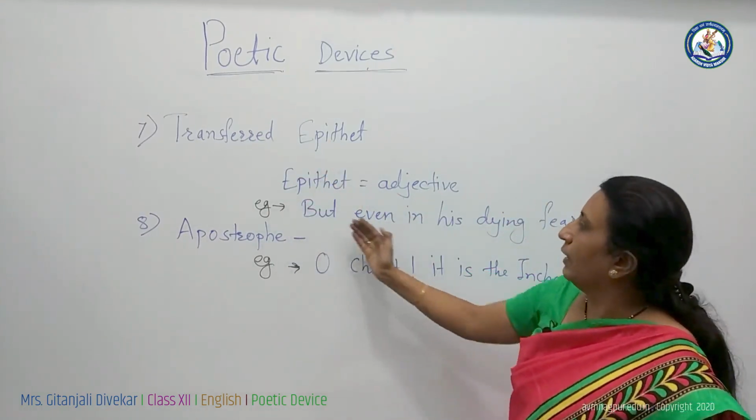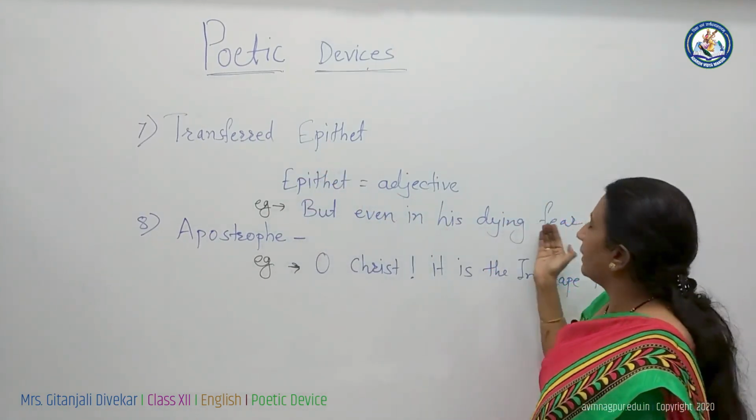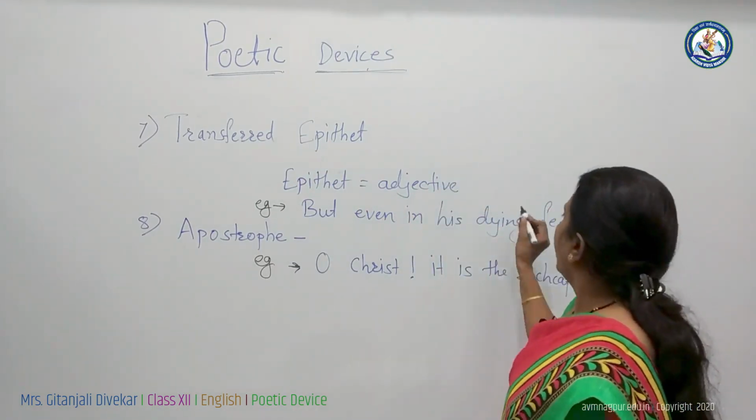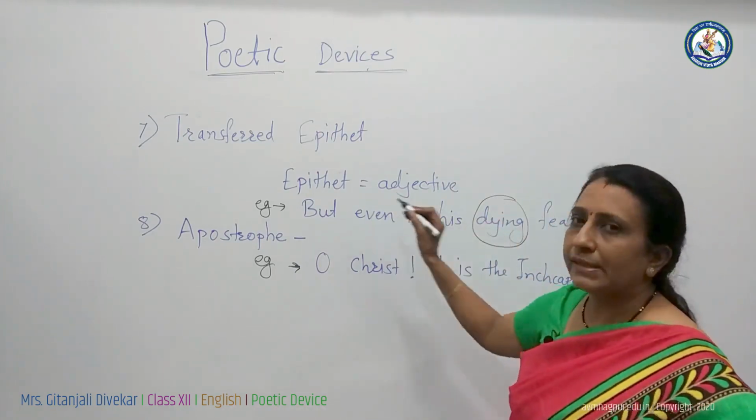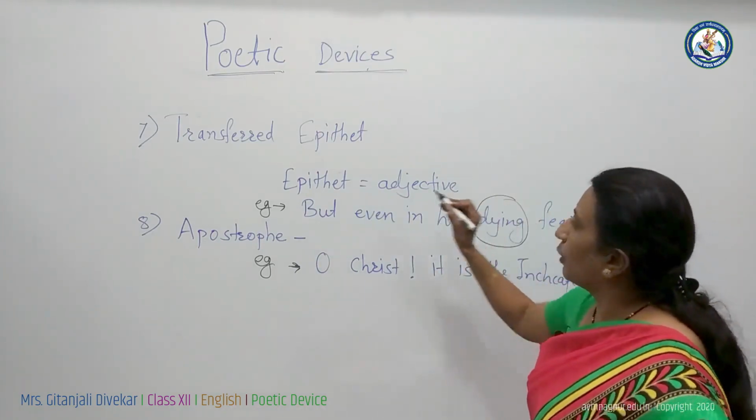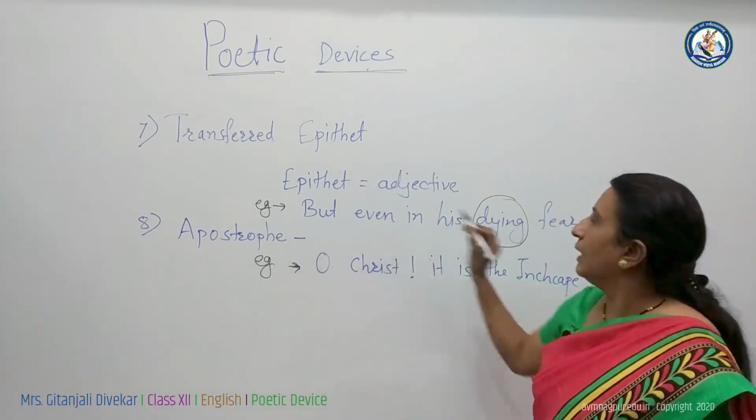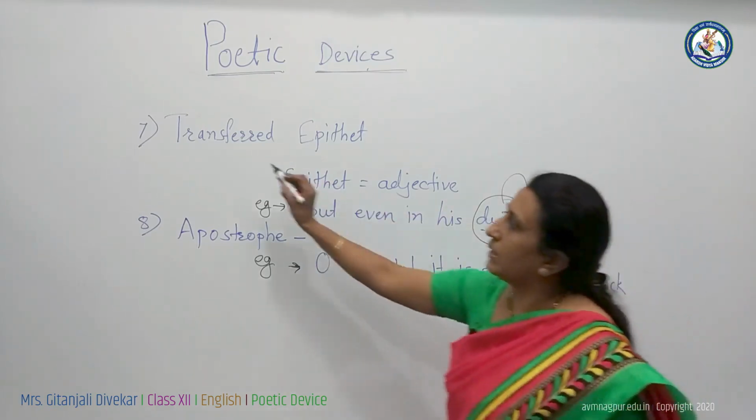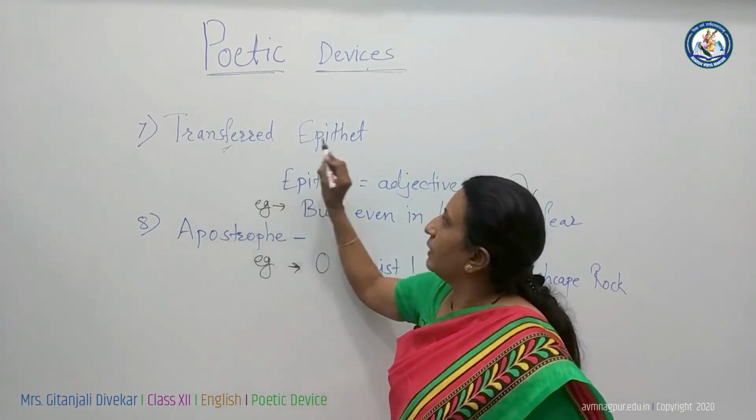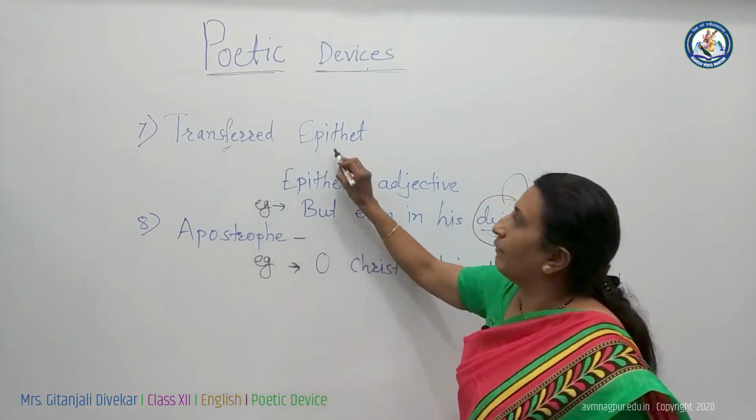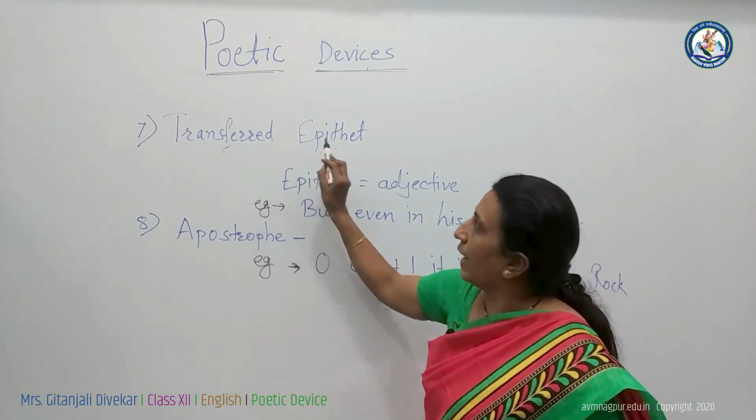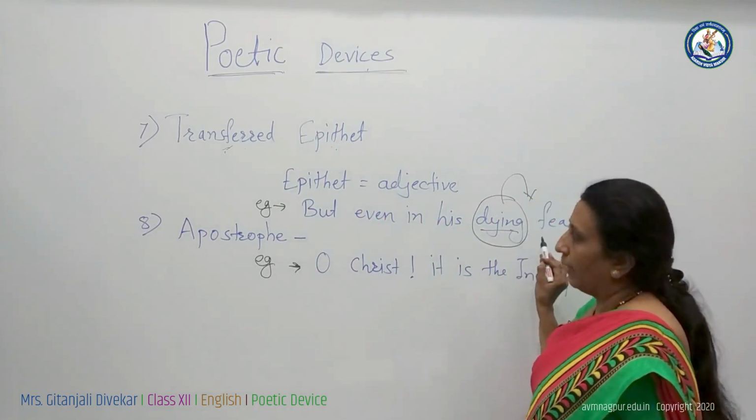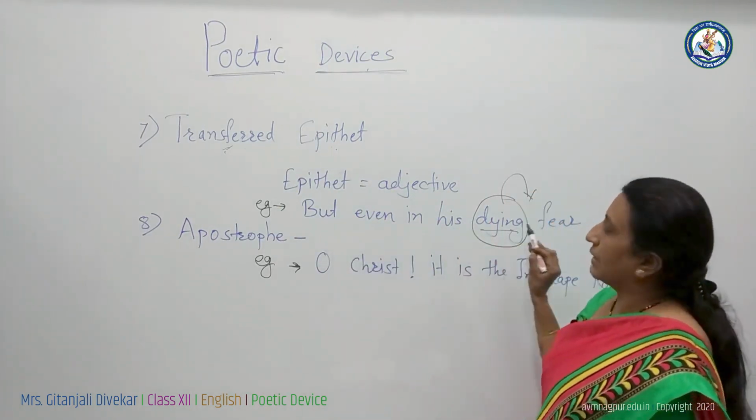Let's see the example: but even in his dying fear. Here, dying is the adjective, and actually it belongs to the person who is dying, that particular noun. This adjective, dying, is transferred to fear. That means it is shifted. Transferred epithet, the name itself defines the meaning. When an adjective is shifted, it is called transferred epithet. I think it must be clear with this example.